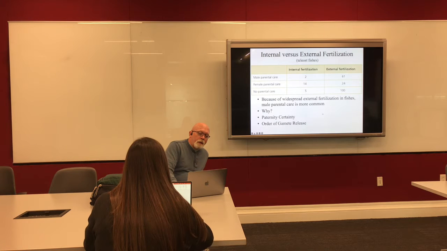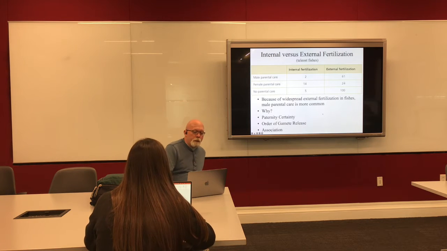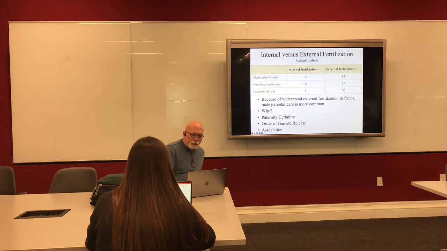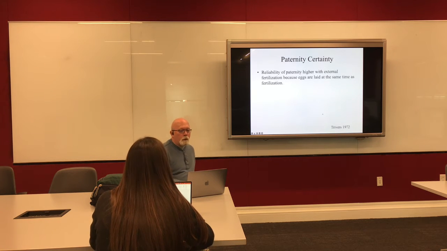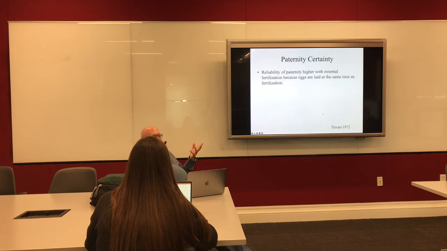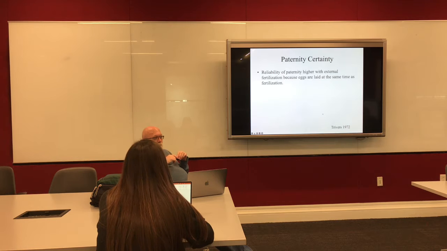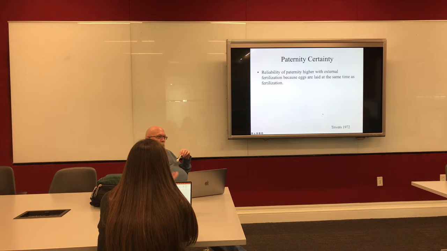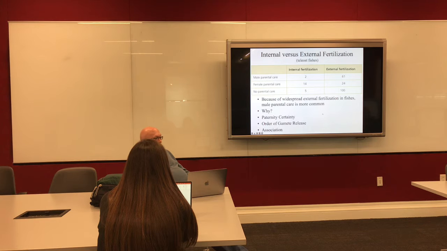A second is the order of gamete release, and a third is association. And so let's talk about each of these. We've already talked a little bit about certainty of paternity. What we mean by that is that the male is reliable that those eggs that he has control over have been fertilized by him. And he knows this because eggs are laid at the same time, which gets back to the order of gamete release.